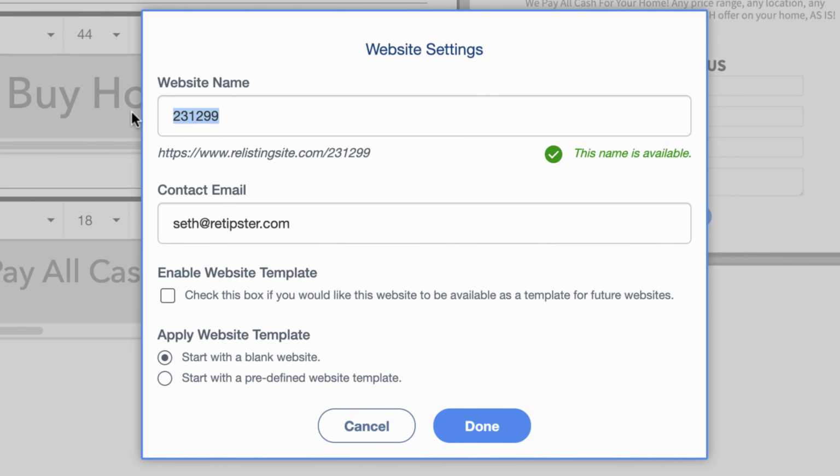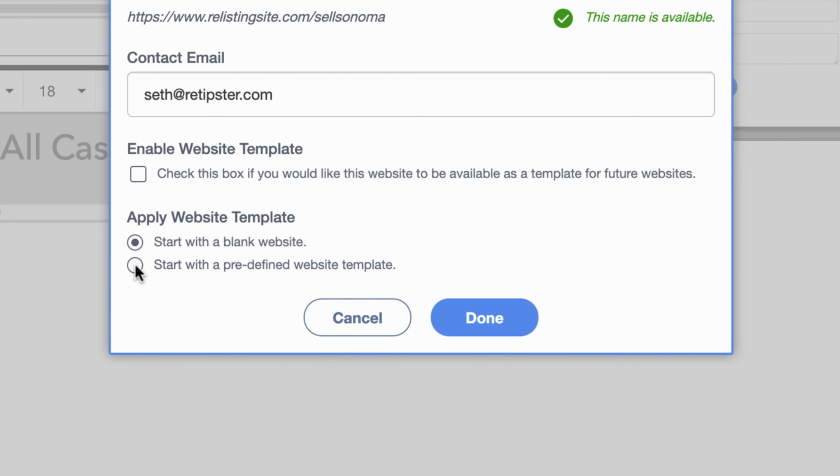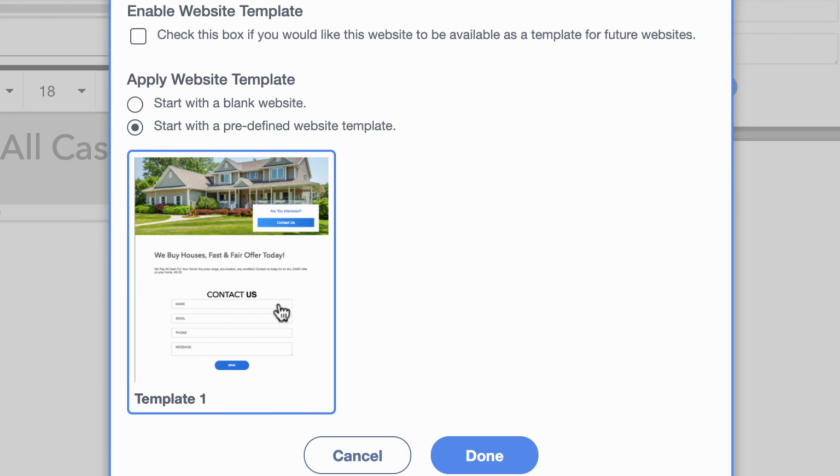So you could just use a number like that, or you could come up with something creative that hasn't been used by another PropStream user yet. Like in this case, this is Sonoma County, so I could put, I don't know, Sonoma or something like that. And then look, the name is available. Or I could do sell Sonoma, doesn't really matter, just as long as it works. And then you can start with just a completely blank website, or you can start with a pre-made template that looks like this. And just for ease of use, I think most people will probably want to do this because it works and it gets the job done and it's pretty fast. We're going to do that.